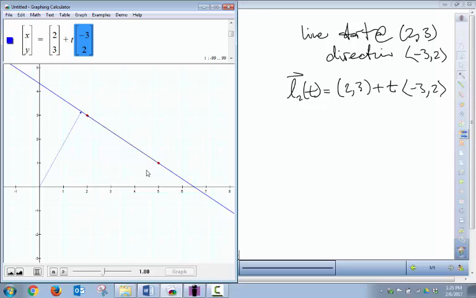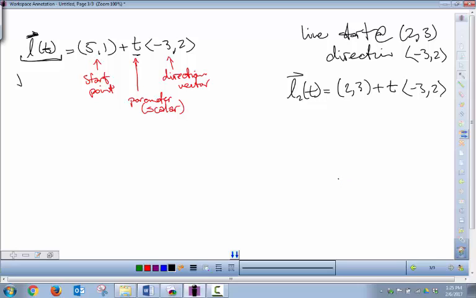Yeah, so the direction is important, and as long as you've got a point that's on the line, it doesn't matter which point it is. As long as it's on the line, you're going to draw out the same line. Okay? All right, let's dig a little bit deeper.